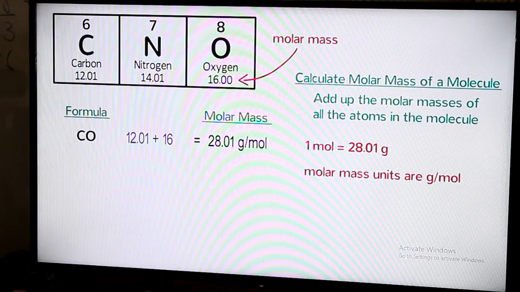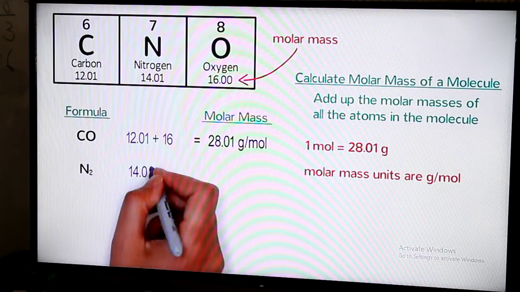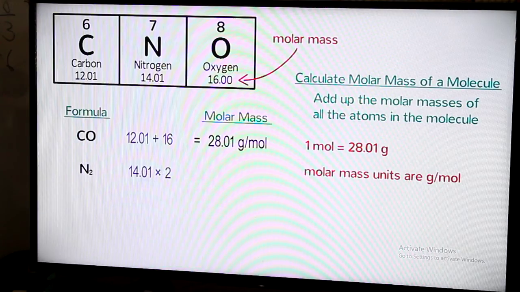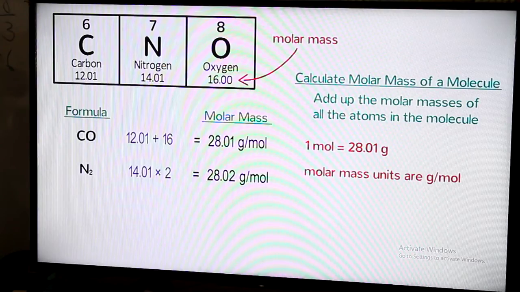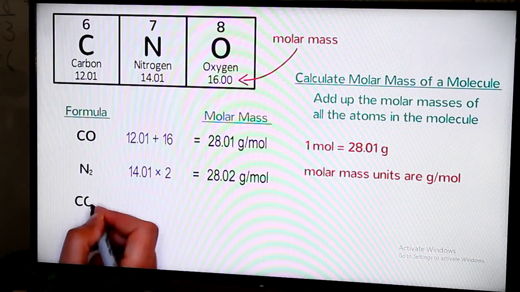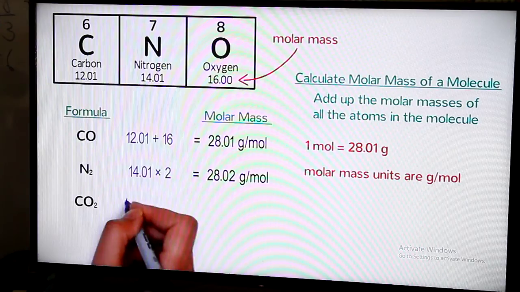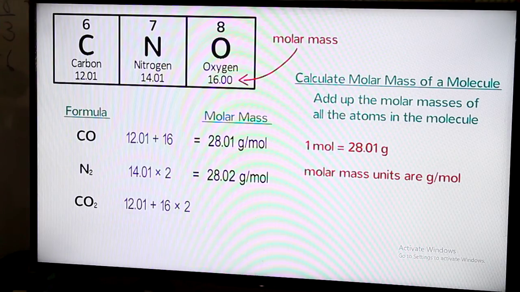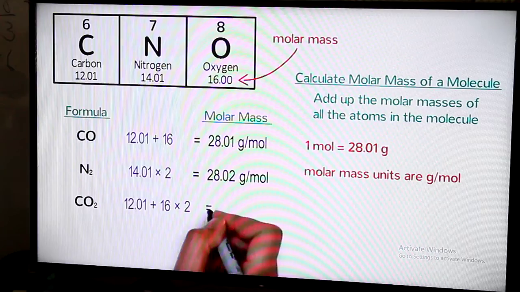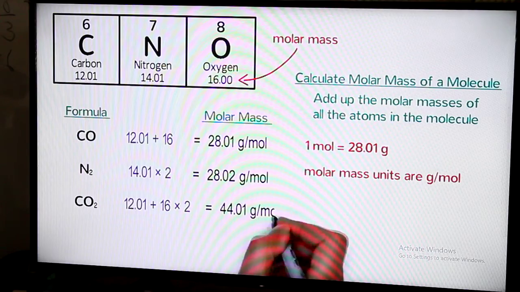Let's try another molecule. Nitrogen is a diatomic element composed of N2 molecules. Because there are 2 nitrogen atoms per molecule, we multiply 14.01 by 2, so the molar mass of N2 is 28.02 grams per mole. For carbon dioxide, there is 1 carbon and 2 oxygen atoms. So we add 12.01 for carbon and 16 times 2 for the 2 oxygens, which gives us a molar mass of 44.01 grams per mole.